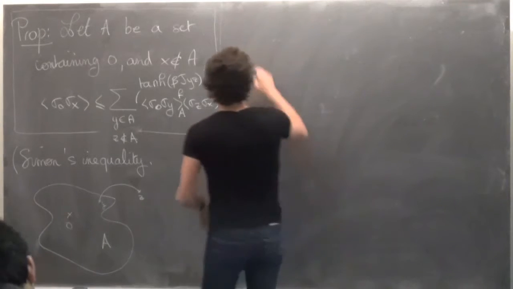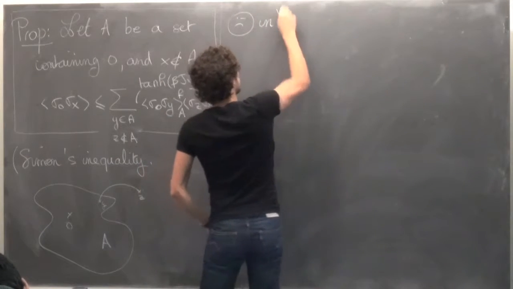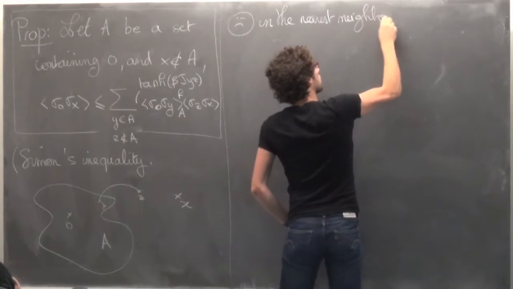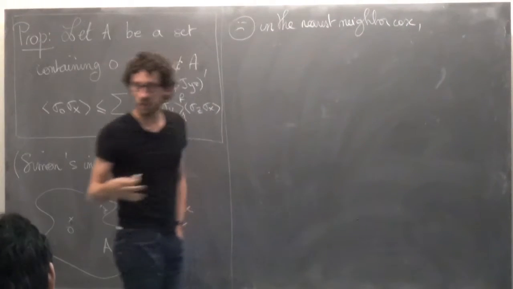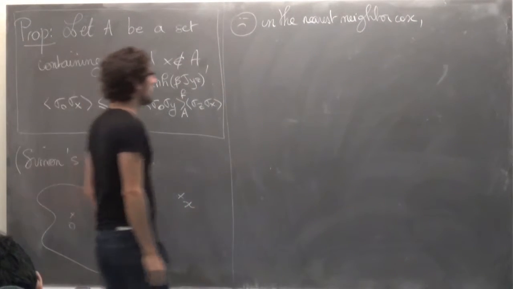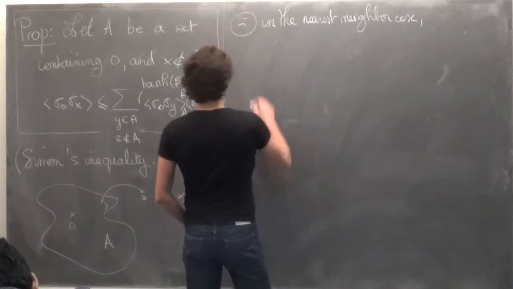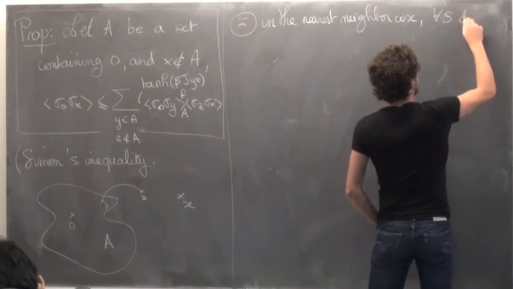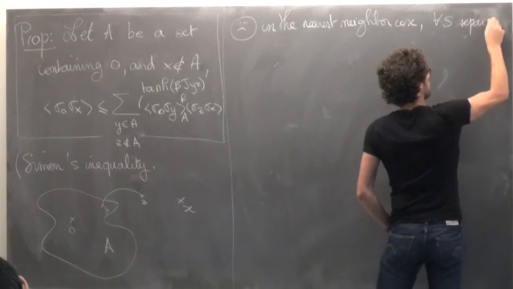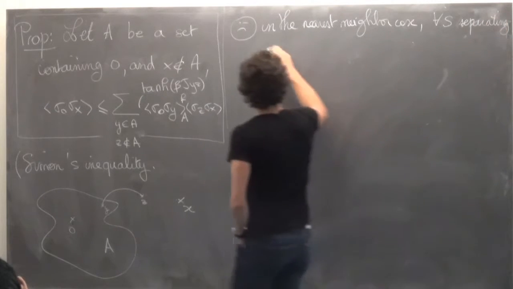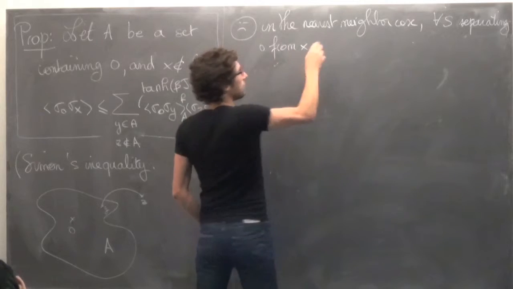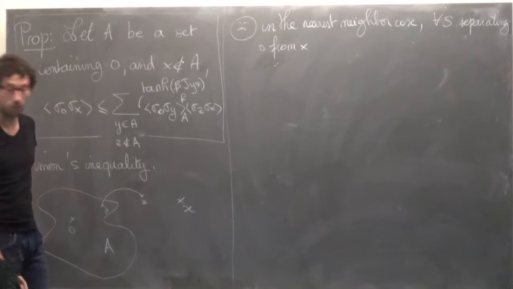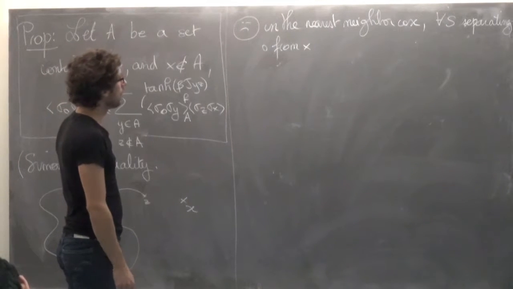In the nearest neighbor case, the proof would be basically the same in both cases, but here I'm going to simplify a little bit. In the nearest neighbor case, I'm going to prove that for any S separating 0 from x, sigma 0, sigma x is smaller or equal to the sum over y in S of sigma 0, sigma y, sigma y, sigma x. And this is actually the original Simon's inequality. The other is an improvement over it, which will be useful for the next proof. But here, this is the original.